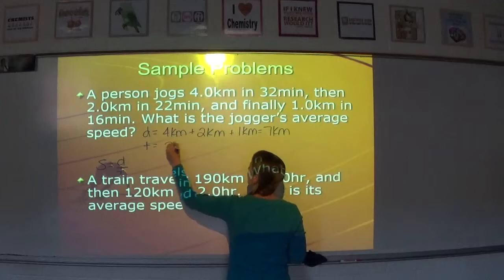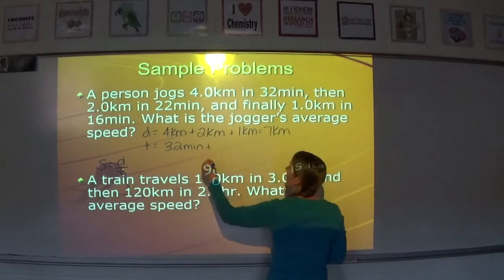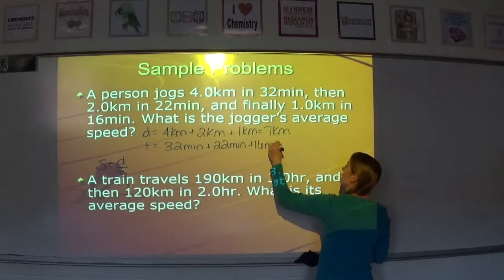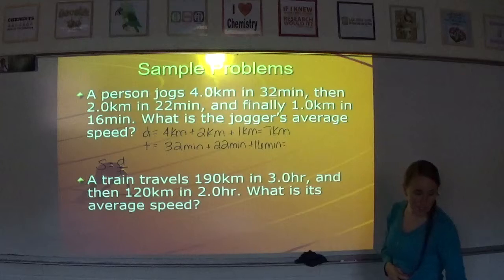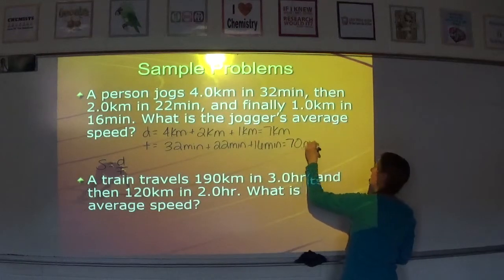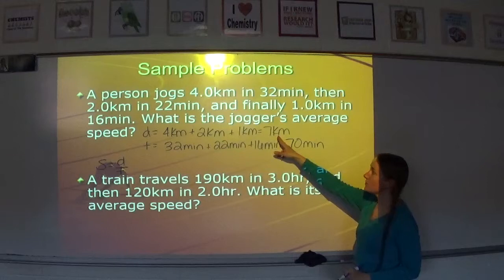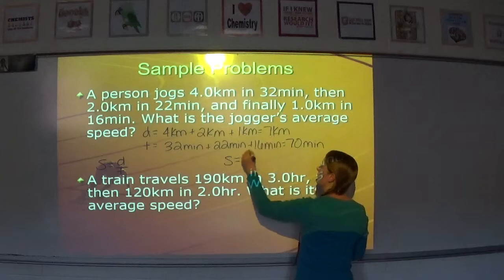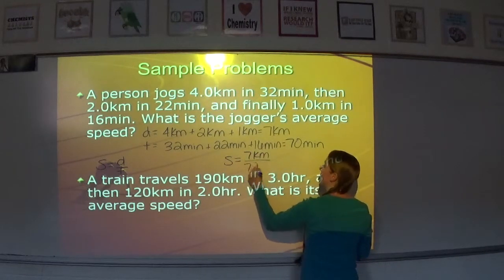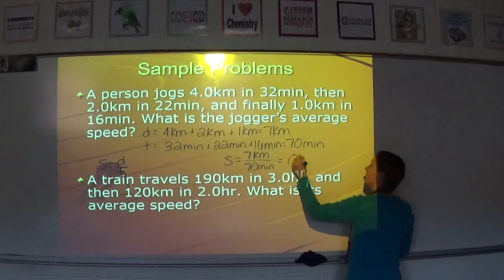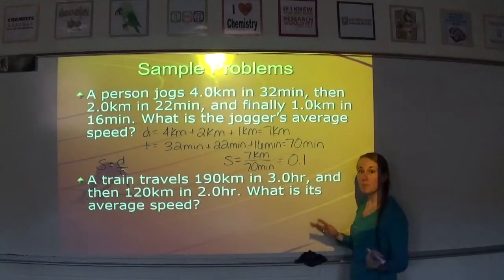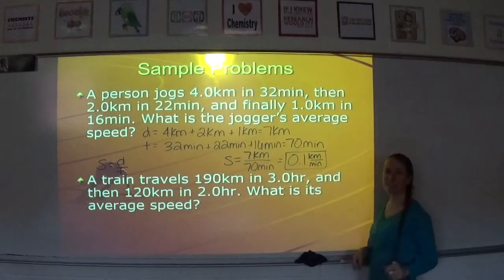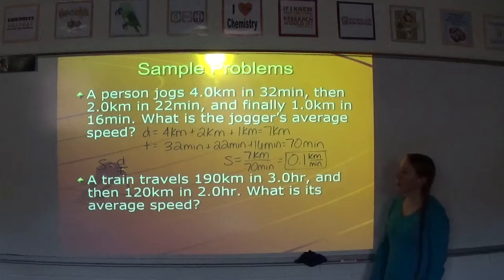So we have 32 minutes, we have 22 minutes, and we have 16 minutes. And so when we add up our minutes, you get about 70 minutes. So now we know our total distance was 7 kilometers, and our total time was 70 minutes. So I can plug into my formula. My 7 kilometers divided by 70 minutes gives me 0.1, and then remember a kilometer and a minute are not the same, so they will not cancel. Kilometers per minute, just like that. All right, so hopefully you got that one right. Let's look at our second one.